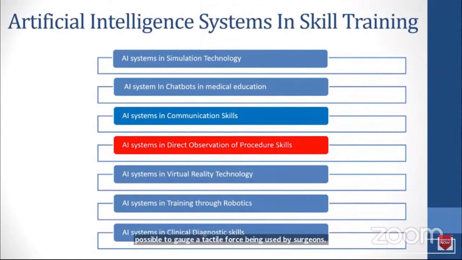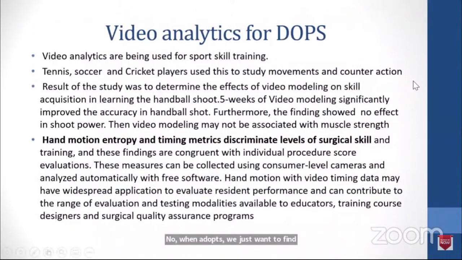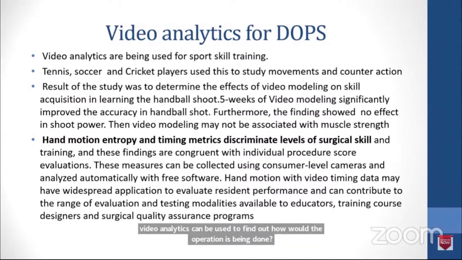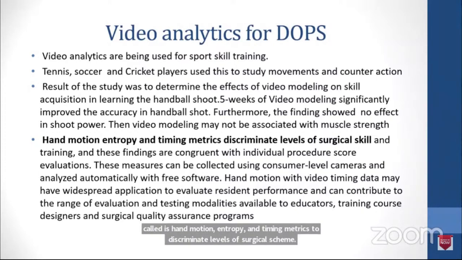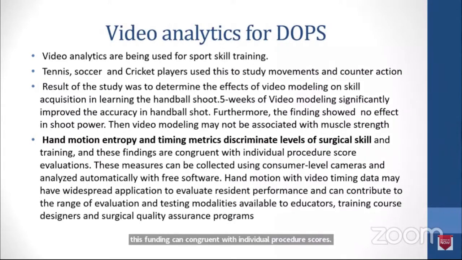One example of assessment is what is called DOPS, direct observation of procedural skills. Now in DOPS, we just want to find out how the operation is being done, so video analytics can be used. Video analytics is used in sports skill training, say tennis, soccer, cricket, where all the players study the movements and the counteractions. We can do a similar thing, finding what's called hand motion entropy and timing metrics to discriminate levels of surgical skill. This finding can be joined with individual procedure scores, and this measure can be collected using consumer-level cameras and analyzed automatically.